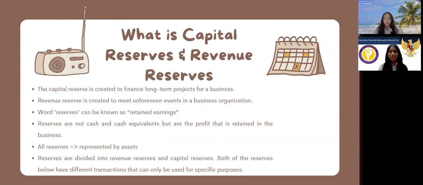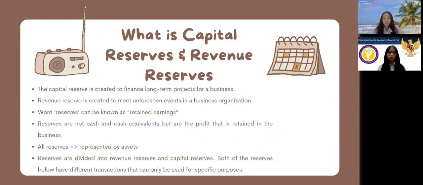Before we continue this material, I would like to tell you about the general information about capital reserve and revenue reserve. A capital reserve is created to finance long-term projects for a business. A revenue reserve is created to meet unforeseen events in the business organization.